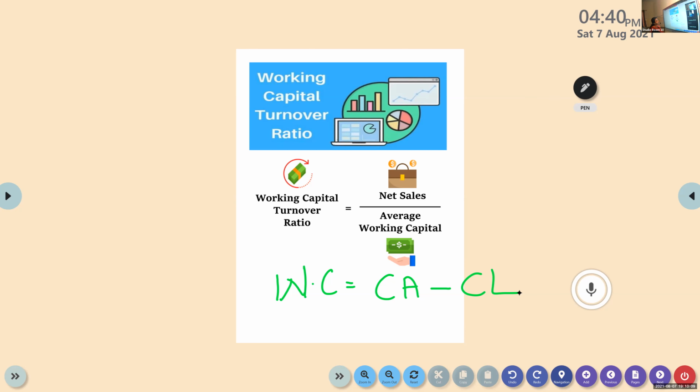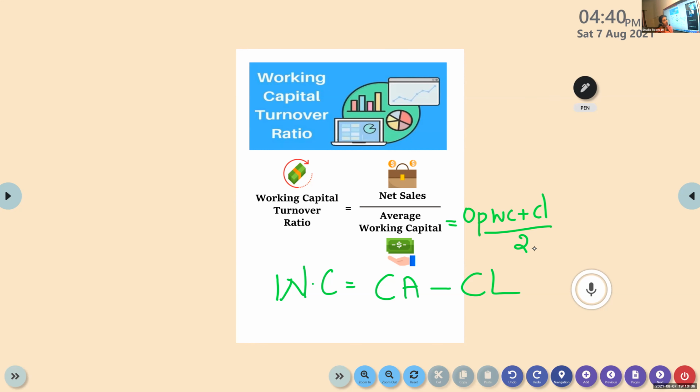And here the denominator is average working capital, not the working capital. So coming to average, how to find the average working capital? Opening working capital plus closing working capital divided by 2. That will give you average working capital.